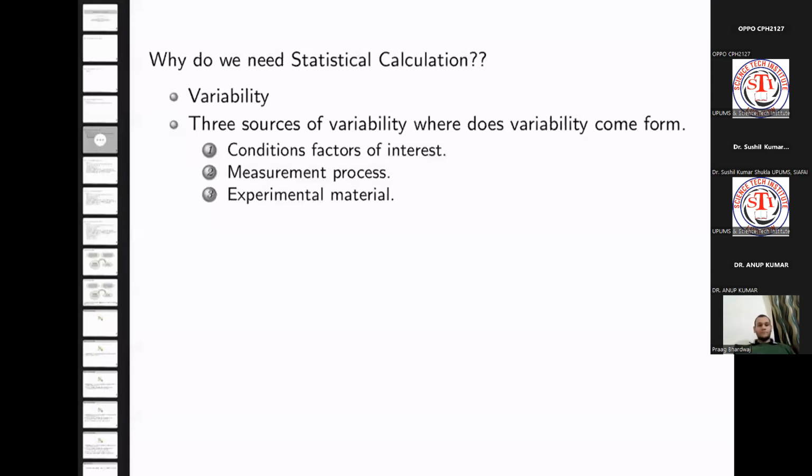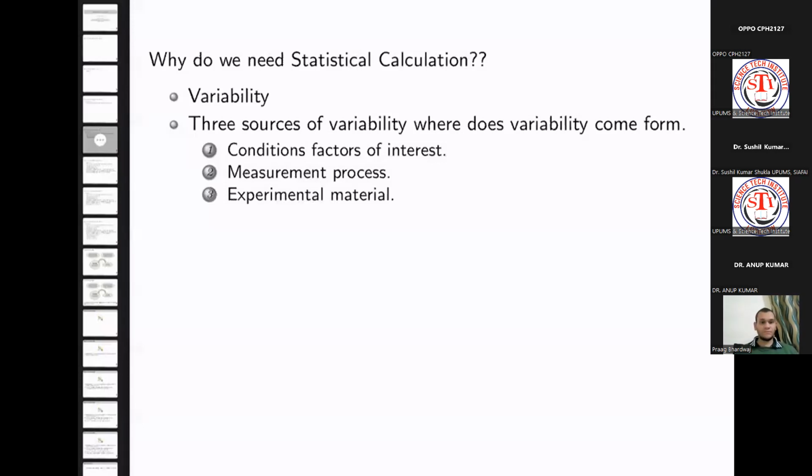Now, the second factor is how you are measuring the blood pressure of the patient, whether you are following any strict protocol. The patient rushes to the nurse and says, just check my blood pressure, and the nurse just checks it. This means she is not following any measurement process or protocol. Because of this also, variability can creep into the data. And the third one is the experimental material, meaning you are measuring with an electronic blood pressure machine or a manual one. Because of that also, variability can come into the data.